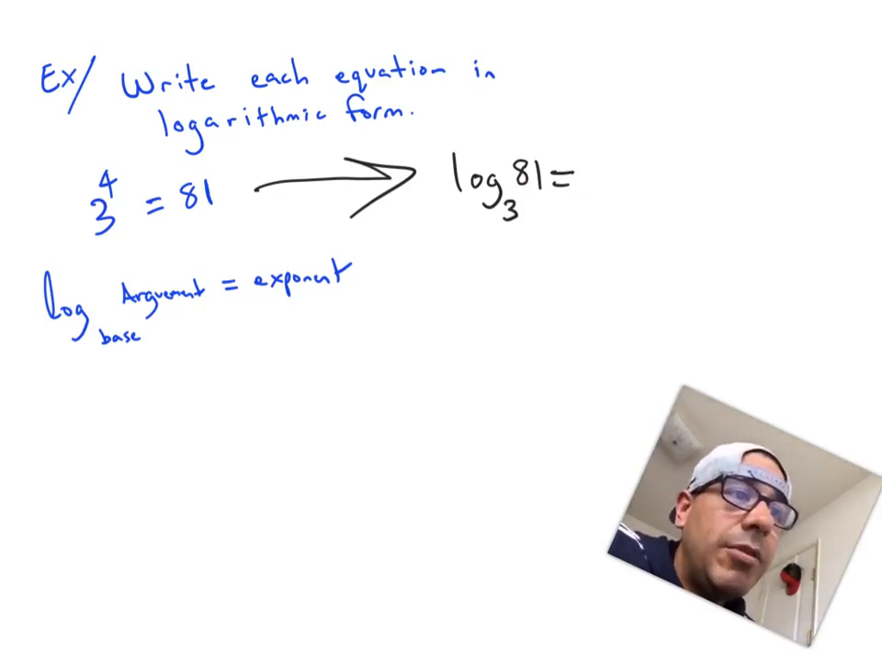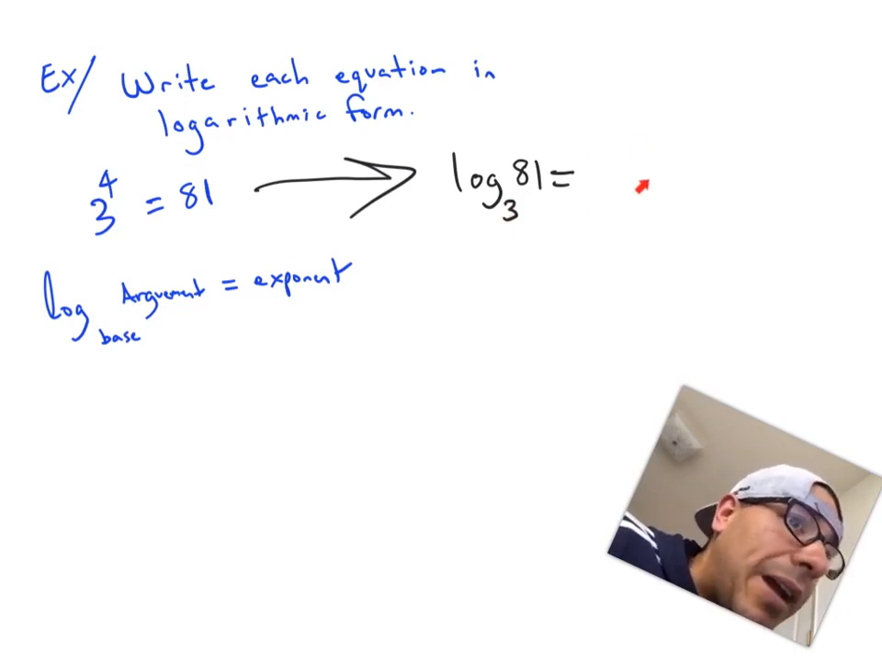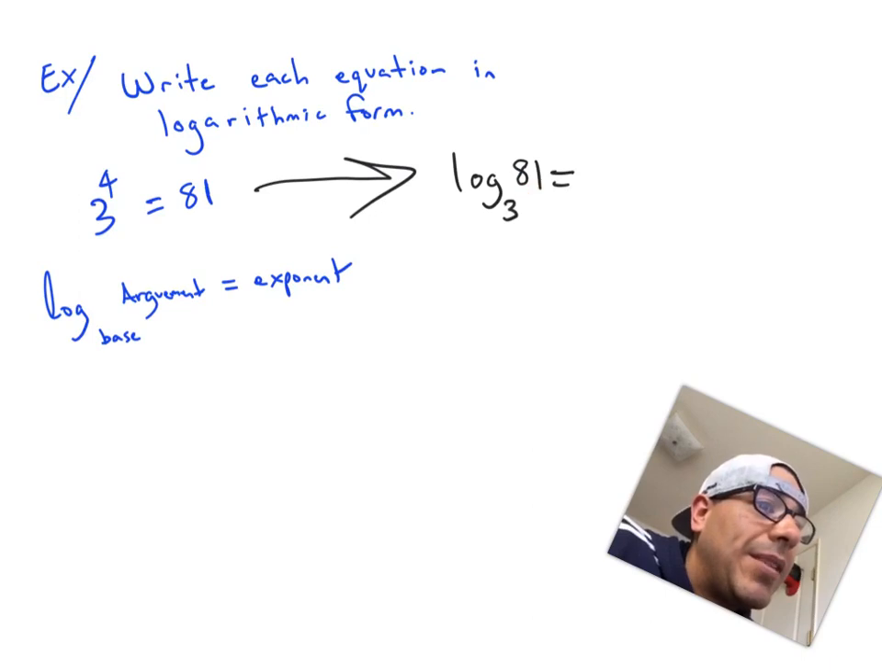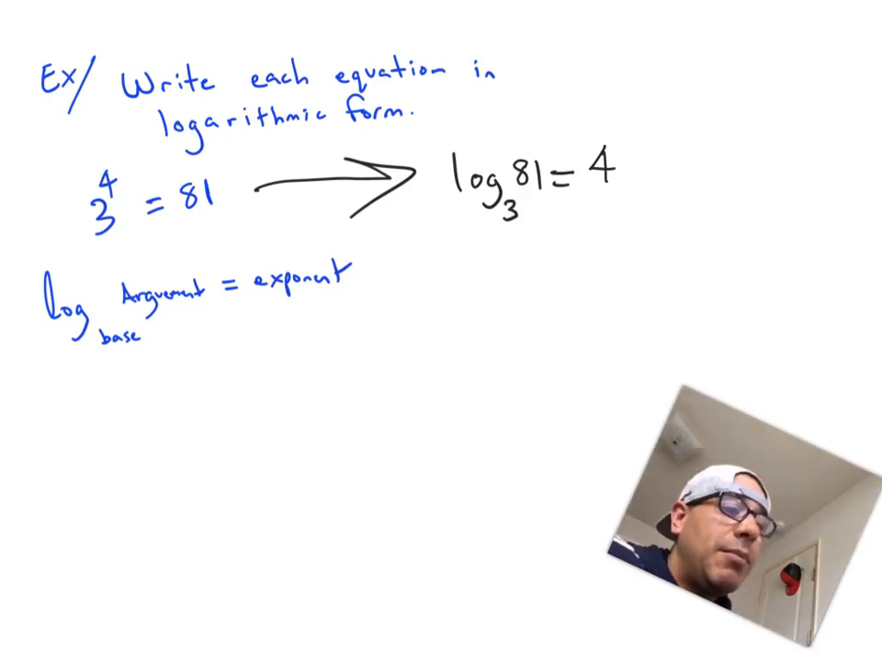And what does it equal? Well, it's going to equal what it represents, and this represents our exponent. So 3 raised to what power gives me 81? That's what a log represents, an exponent. In this case, the exponent is 4, because 3 raised to that 4th power gives me 81. All right, so there's our first example.